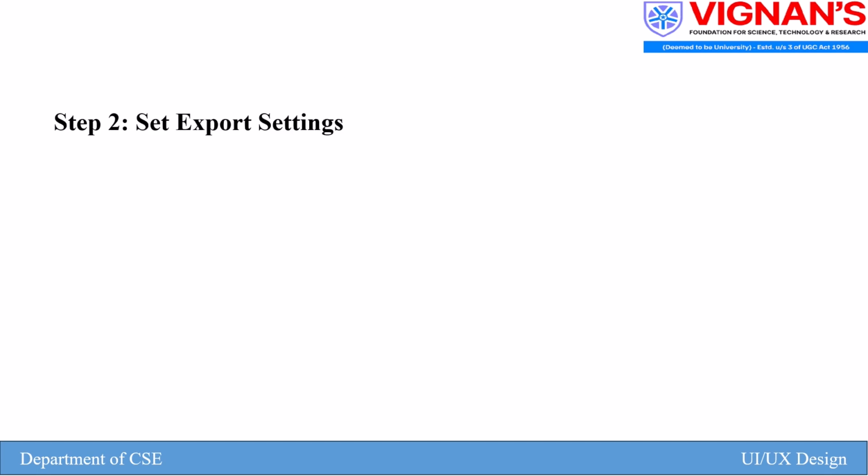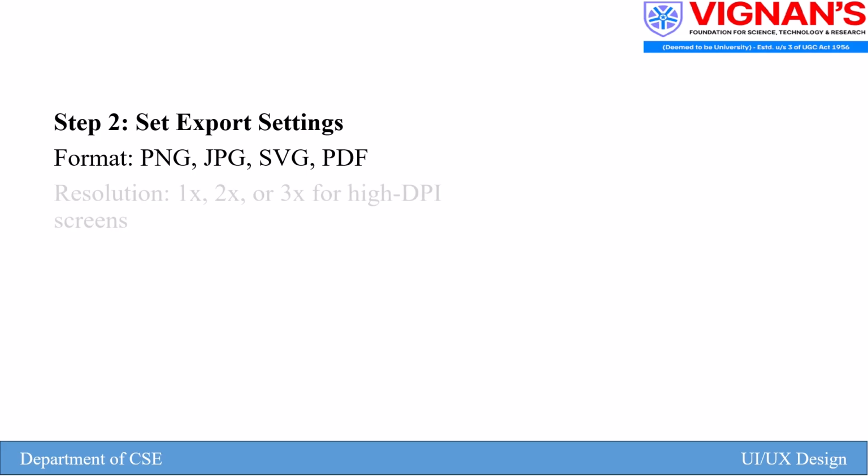Step 2 is to set the export settings. First, choose the file format based on your needs: PNG for general images, JPG for photos, SVG for scalable icons, and PDF for documents. Next, select the resolution. Options like 1x, 2x, or 3x ensure your assets look sharp on different screen sizes, especially high-resolution displays.